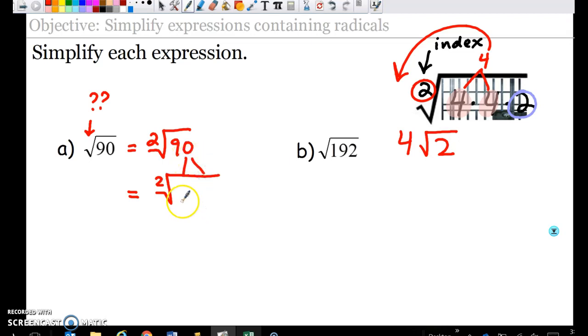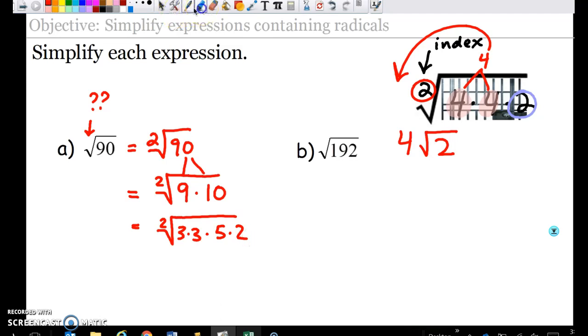What can 90 factor into? The one that most of my students will do is 9 times 10. You might have gotten something different. You might have done 3 times 30, and that's fine too. I'll show you what to do with 3 times 30 in just a moment. And now you notice there's a perfect square underneath there. 9 is 3 times 3. And I just keep factoring as much as I can.